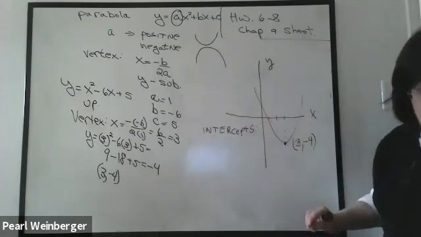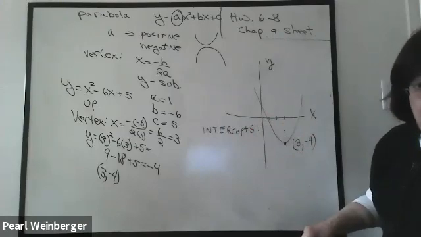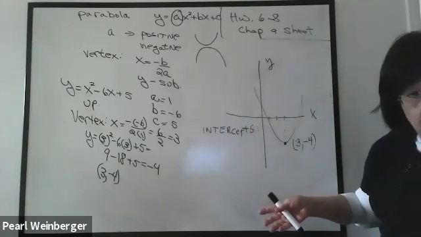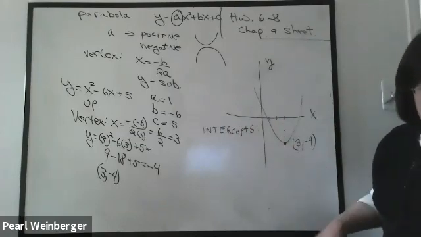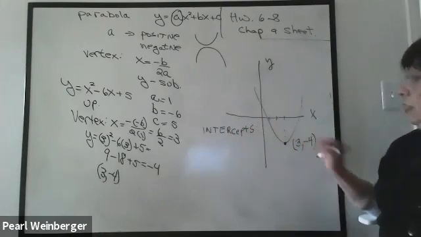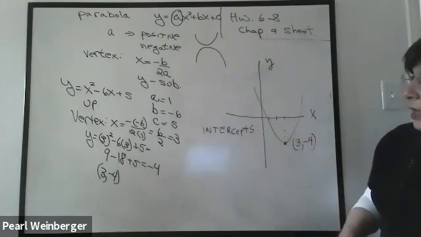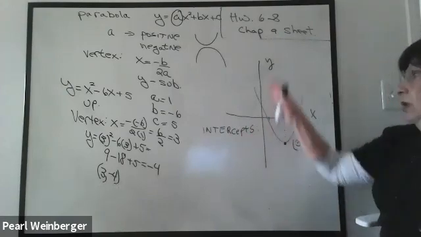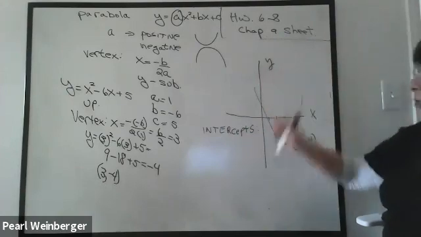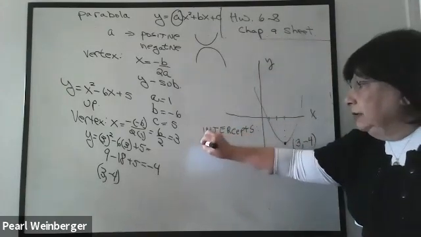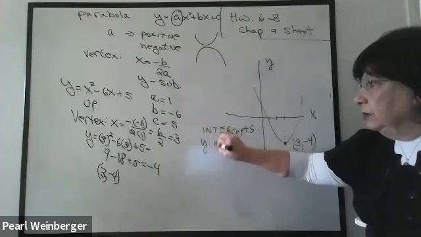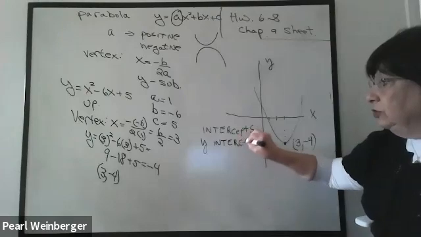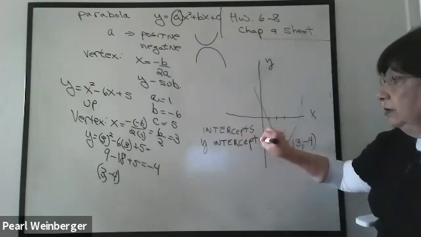Just like we found the intercepts on the circle, on the ellipse, and on the hyperbola, we might be asked to find the intercepts on the parabola. So the question is, how do we go about finding the intercepts? Well, on these vertical parabolas, it's always quite easy to find the y-intercept.